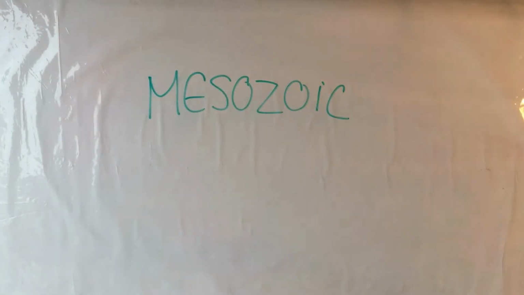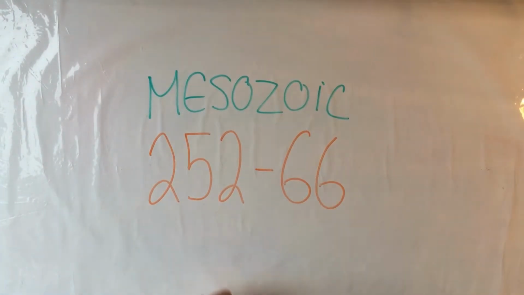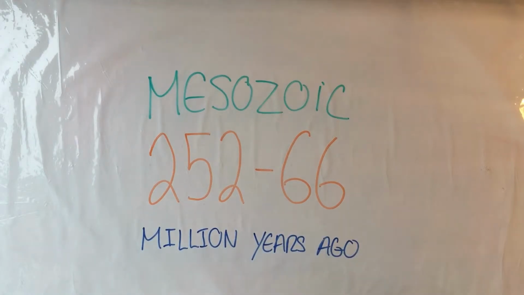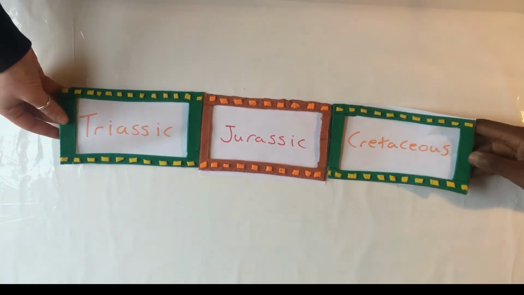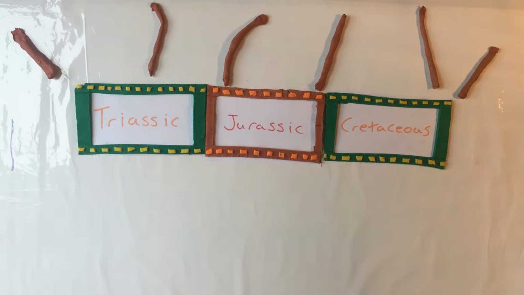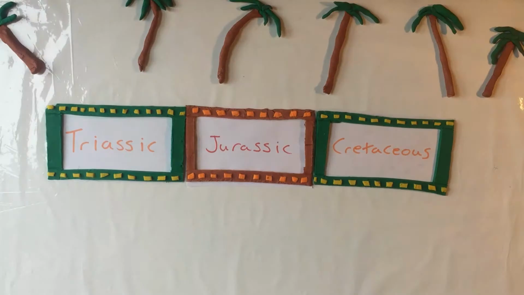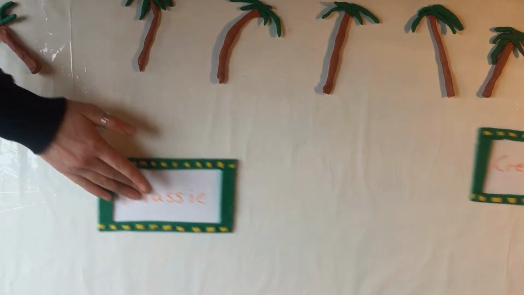The age of the reptile was the Mesozoic era, 252 until 66 million years ago. This is split into 3 distinct time periods: Triassic, Jurassic and Cretaceous. Within each time period there were different dinosaurs and the Earth looked different.